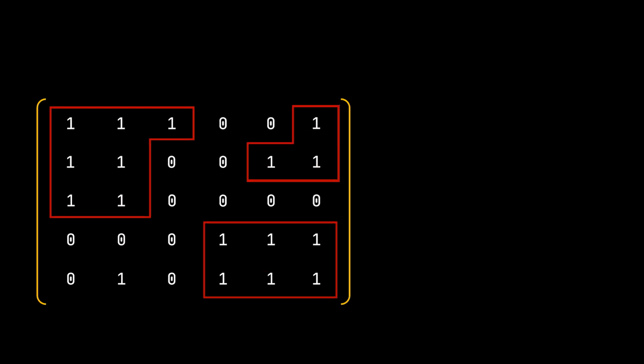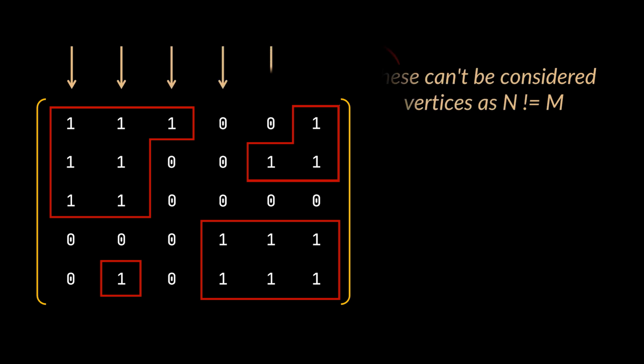To visualize this, suppose that is the matrix we were given, meaning the areas in red are considered islands on that matrix, making the total number of islands equal to 4. Keep in mind that an island is formed by connecting adjacent cells containing ones horizontally or vertically. You see, this is not an adjacency matrix because n is not equal to m, and the indices of rows and columns cannot be considered as vertices.